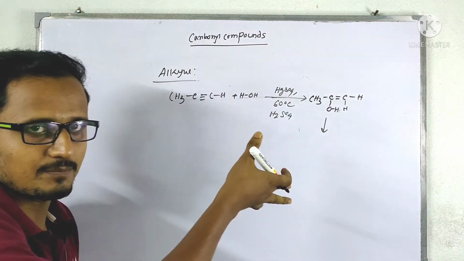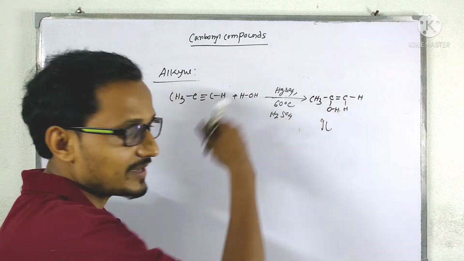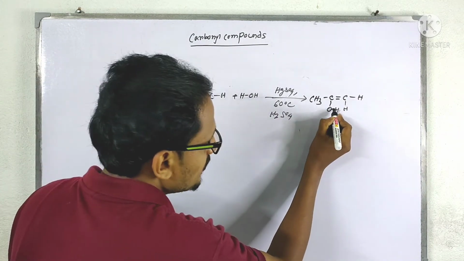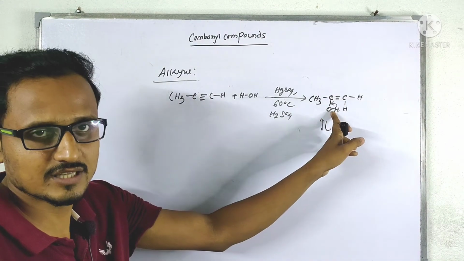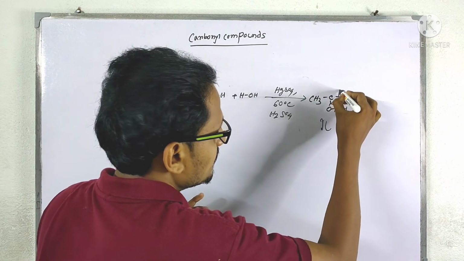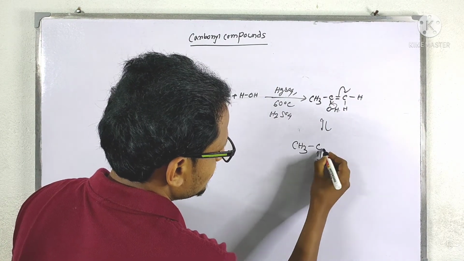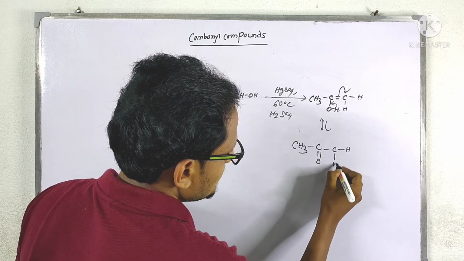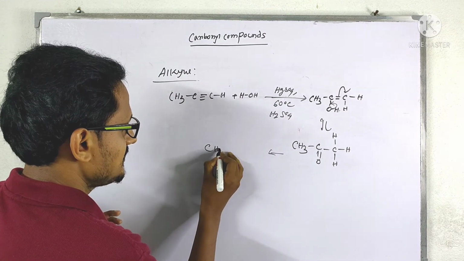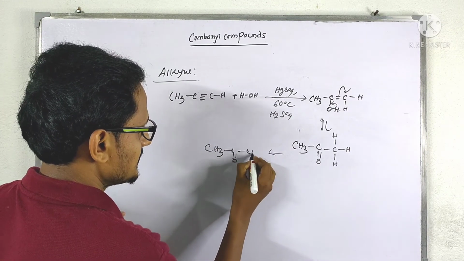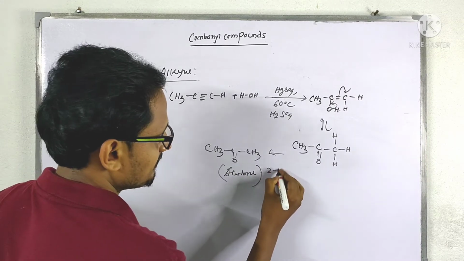Okay, now this is an unstable compound, so it will tautomerize. Tautomerize means this OH bond, same as the previous reaction, will be shifted towards this CO to form another C double bond, and this bond will be shifted here. So it will form CH3C double bond CHH. It will take one hydrogen to form this one. That means this will form CH3COCH3. It is nothing but acetone, that means 2-propanone.